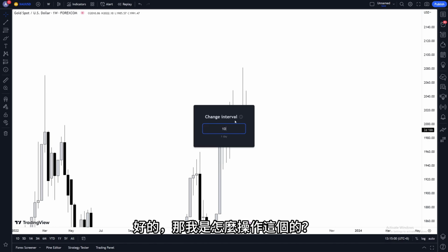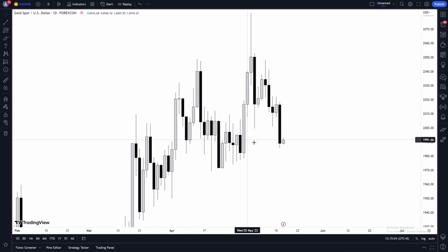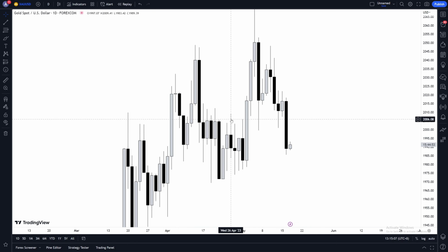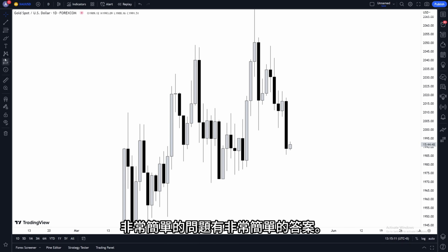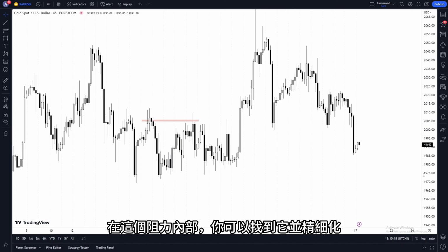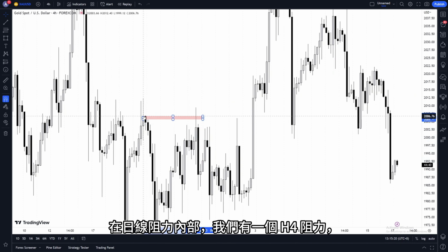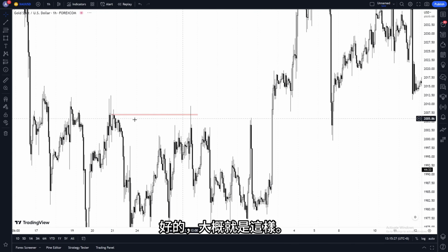Okay. So how did I write this? We already know the first entry over here is from this resistance. Okay, what happened next? Why did I take my entry here? First, you need to understand why I took my entry in here. Very simple questions have very simple answers. We have ourselves a resistance, and inside this resistance you can refine it and refine it. Inside the daily resistance we have ourselves an H4 resistance, correct? And then of course you can refine it even further. Okay, so that's pretty much it.